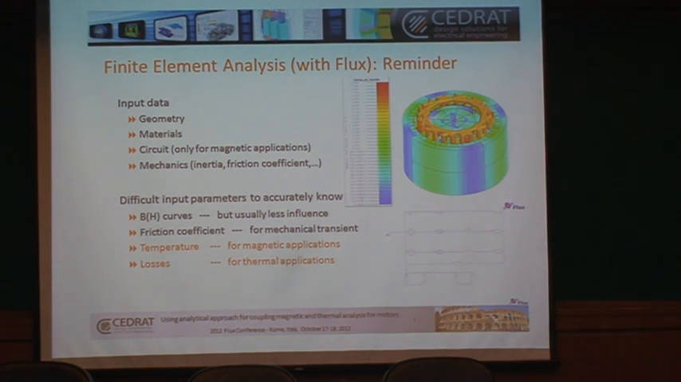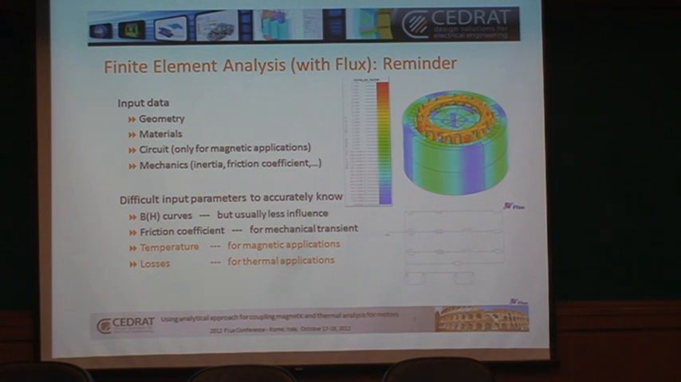The parameters that we really need to know very well to get a good result are the BH curve, for example. So what it says is here, we're looking at the thermal side of it. So the BH curve maybe does not have so much effect, but it has effect on the performances of the machine.